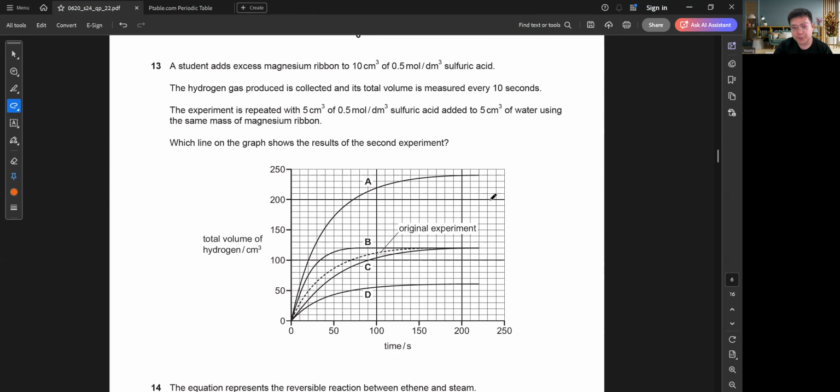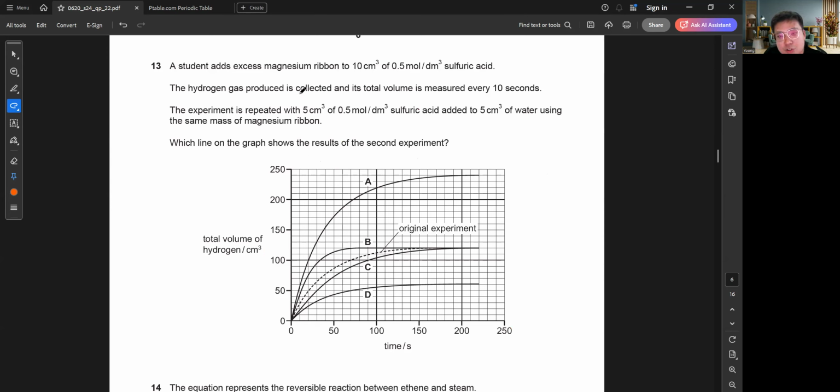Number 13. A student adds excess magnesium ribbon to 10 cm3 of 0.5 mol per dm3 acid. First thing first, we need to remember the conversion from cm3 to dm3. So 1 dm3 equals 1000 cm3. Let's see what the graph is asking.